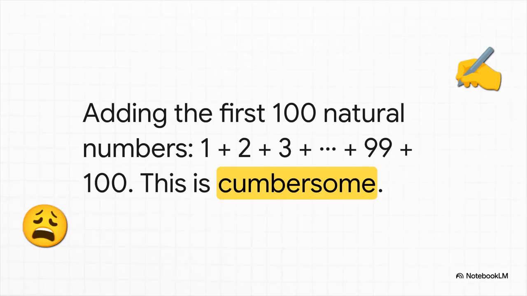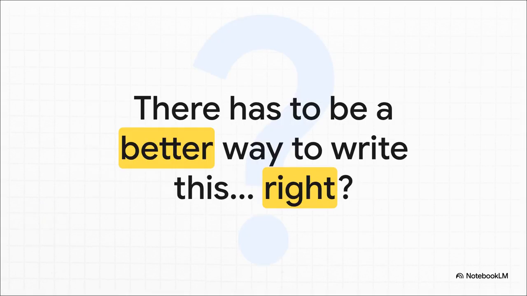I mean, just look at this. Imagine you had to add up every number from 1 to 100. Writing it out like this is, well, it's a nightmare, right? It's slow, it's clumsy, and you're almost guaranteed to make a mistake somewhere. This is exactly the kind of problem that gets mathematicians thinking. And you'd be right, there has to be a better way.